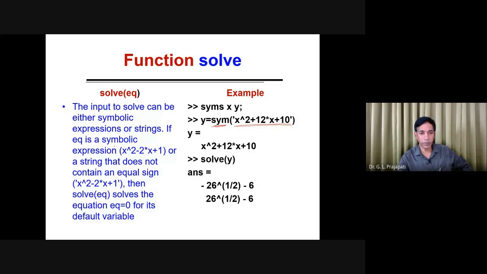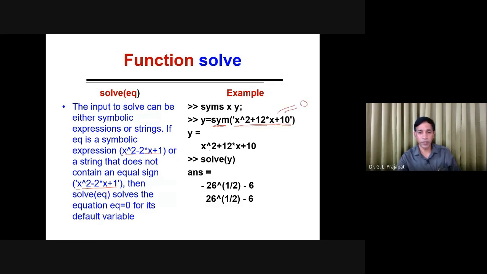If the equation is a symbolic expression like this, or a string that does not contain an equal sign. So here you should not have the equal to sign, just like we have seen in the previous one. Then solve the equation, equation is equal to 0. How is it going to solve? It takes the equation, whatever is here, assigns it to 0 and solves.